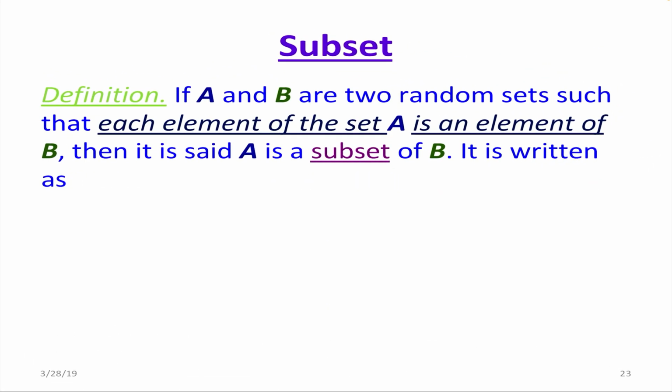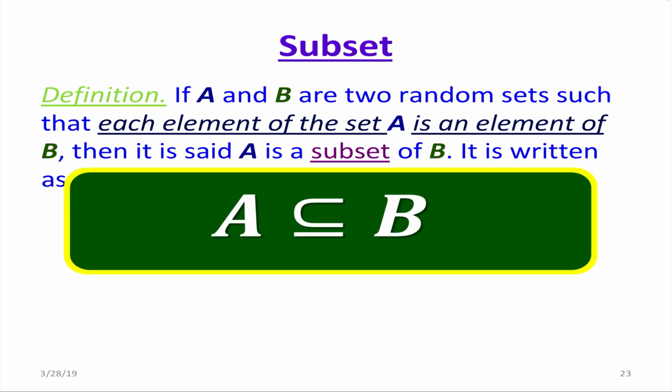Now, let's focus on subset. Very important idea. If A and B are two random sets such that each element of the set A is an element of B, then it's said that A is a subset of B, and it's written as A, a subset of B. This symbol actually means the relationship of being a subset.